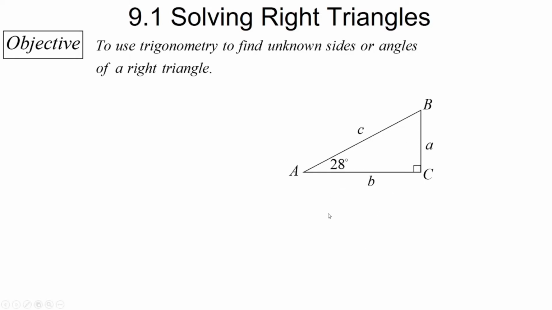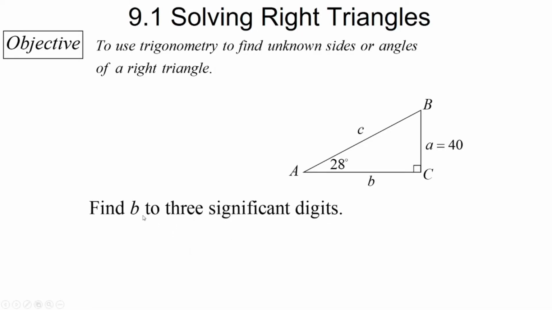So I'm going to tell you that this acute angle A is 28 degrees. Now, with one more piece of information, I could solve this entire triangle. So how about if we say that side A is 40 and they didn't give me a unit there, so that's just 40 units. Okay, so with that, what could they ask us? All right, let's find the length of side B to 3 significant digits.